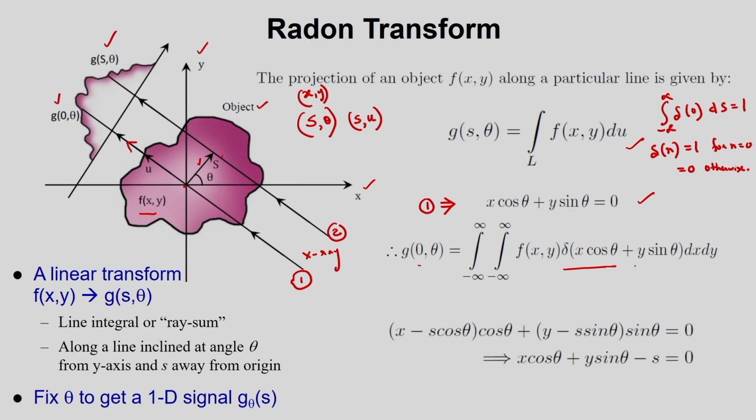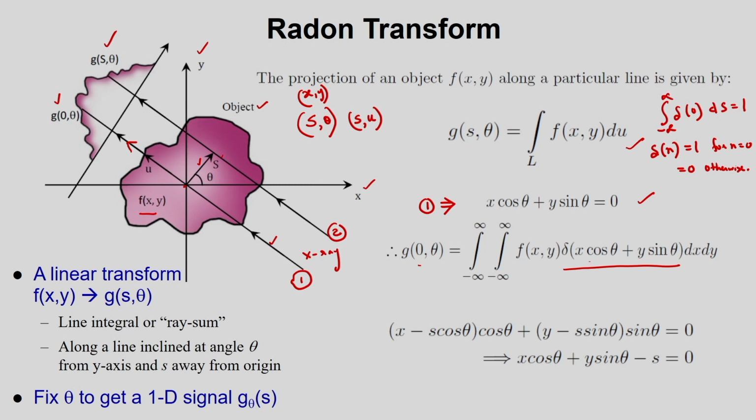In this case I am considering this Dirac delta function because I want to determine the integration along this particular line. The line is this line. That means along this line the value of the Dirac delta function will be 1, because x cos theta plus y sin theta is equal to 0. So the delta 0 will be 1. I want to determine the integration along this particular line, so that is why I am considering the Dirac delta function.